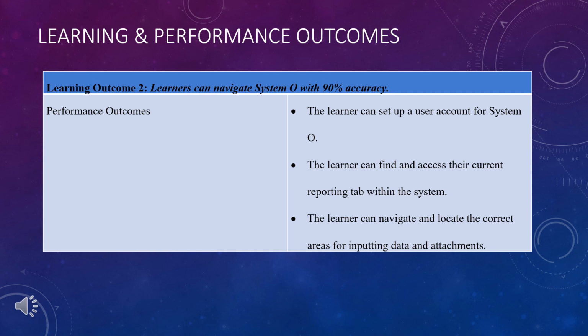The second learning outcome is the learner can navigate System O with 90% accuracy. The performance outcomes are the learner can set up a user account with System O, the learner can find and access their current reporting tabs within the system, and the learner can navigate and locate the correct areas for inputting data and attachments.